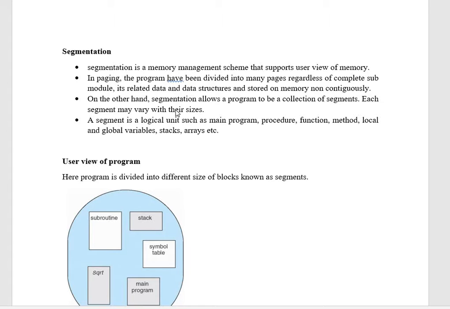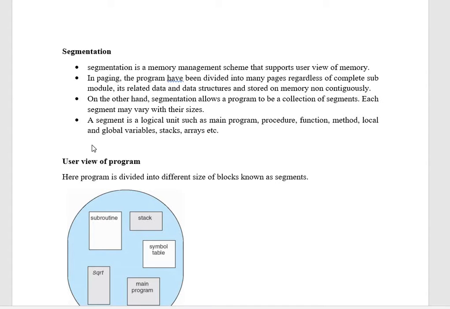Whereas in segmentation, a program is a collection of segments rather than pages, where each segment may vary in size. This is the difference between segmentation and paging. We call the divisions or blocks of a program under segmentation segments, and the segment size may vary, whereas in paging, the pages must have equal size.